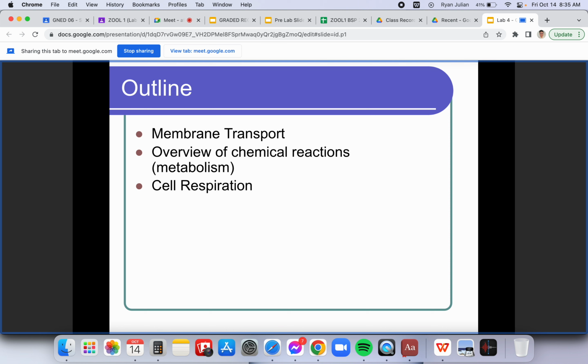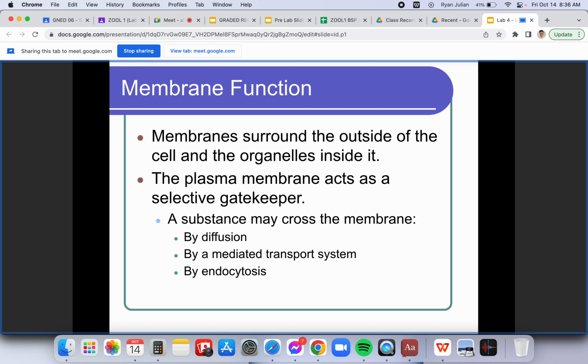As for the outline, this is what we are going to be dealing with. First and foremost, we have the membrane transport, followed by an overview of chemical reactions, or what we call the metabolism, and lastly, the cell respiration. Let's now proceed to the membrane function, or the movement across the cell.